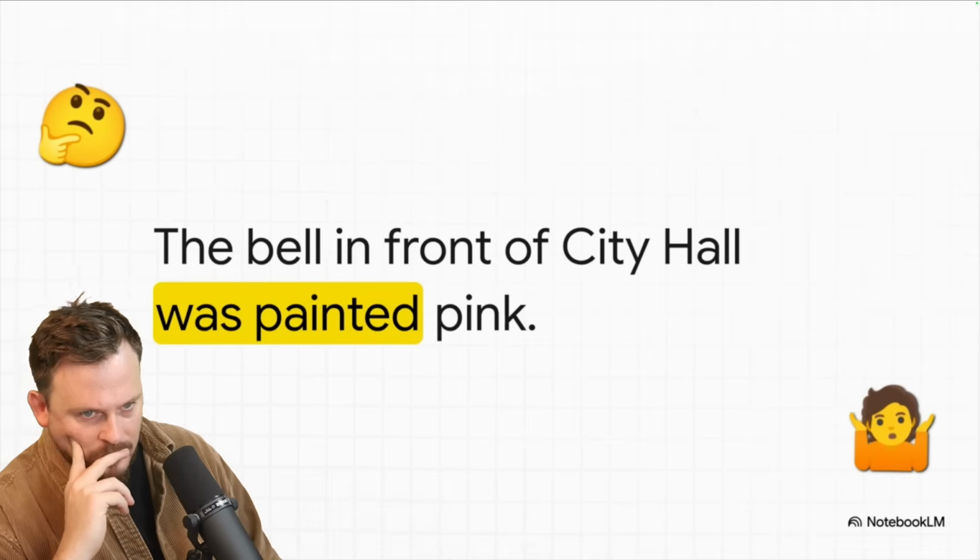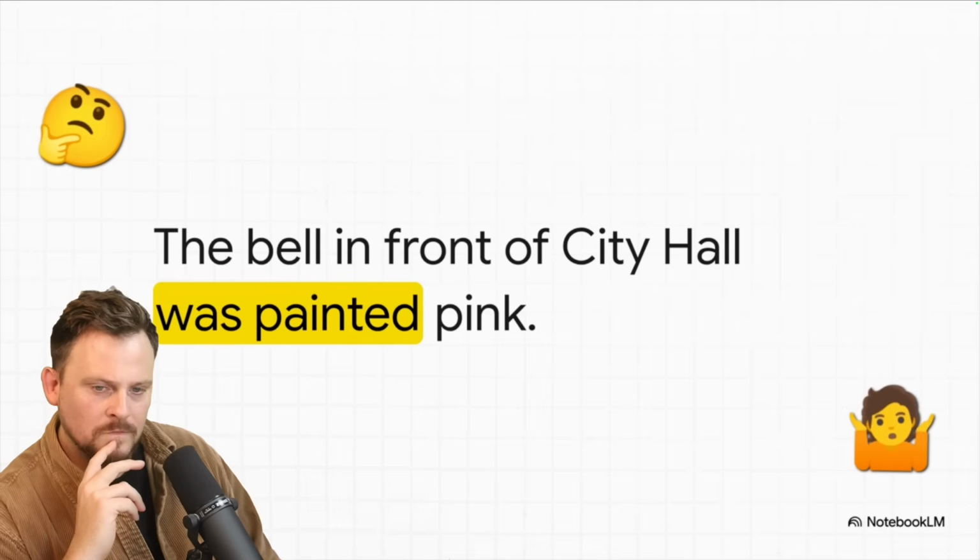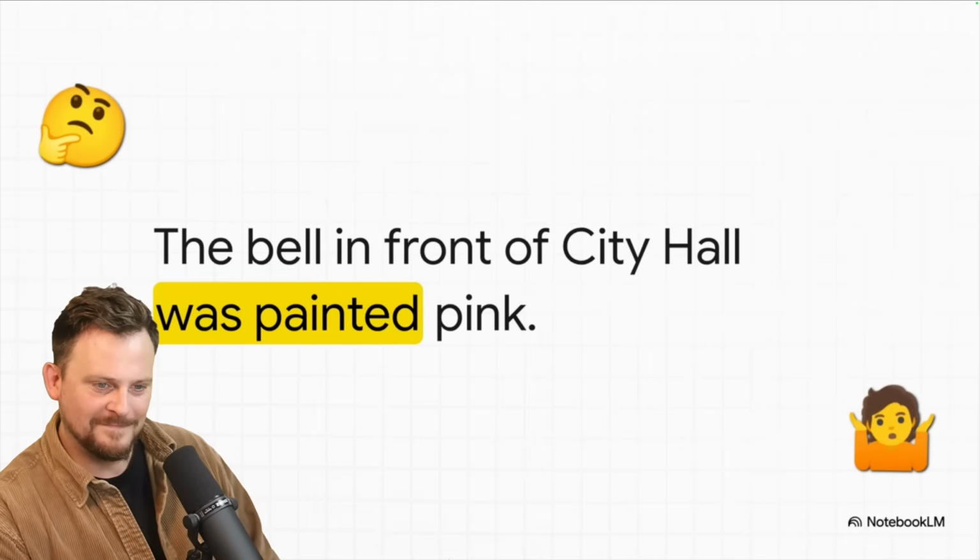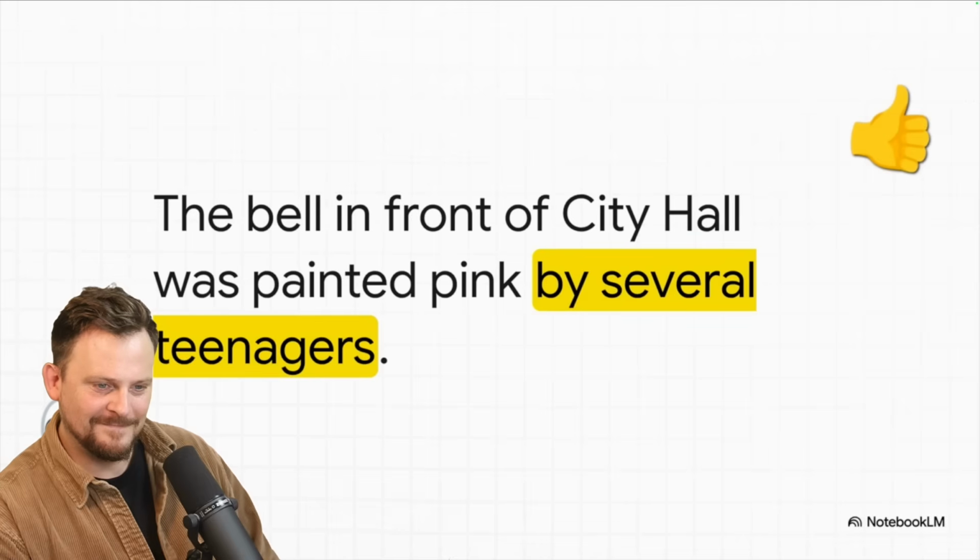Now watch what happens when we switch to the passive voice. Poof! The teenagers have just vanished. All of a sudden, the bell itself is the subject. The focus is on the result of the action, not the cause. And this is a really powerful architectural choice, especially if you either don't know who did something or maybe you don't want to say. Of course, you can still bring the doer of the action back into a passive sentence.